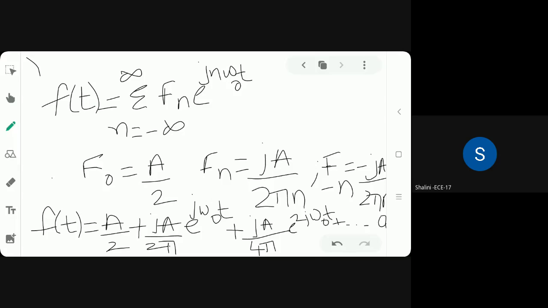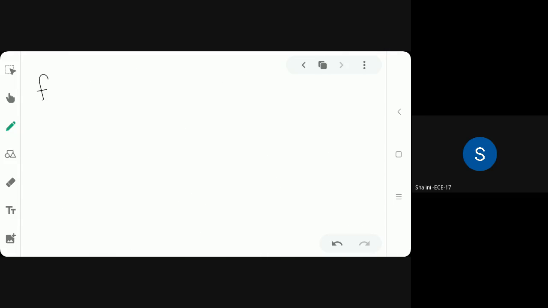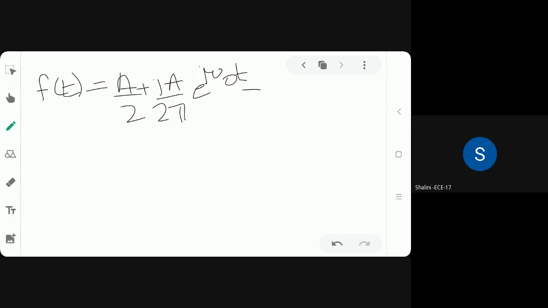See, the continuation of this summation I am writing on the next page. You should write the continuation, this summation is not complete yet. What is f of t equal to? f of t equal to A by 2 plus Ja by 2 pi e power j omega naught t plus Ja by 4 pi e power 2j omega naught t plus so on up to infinity.